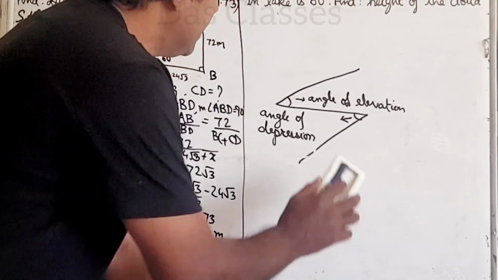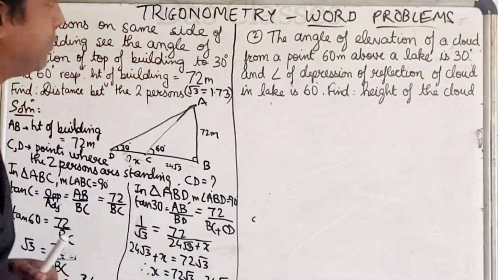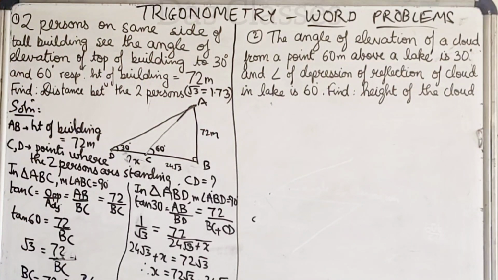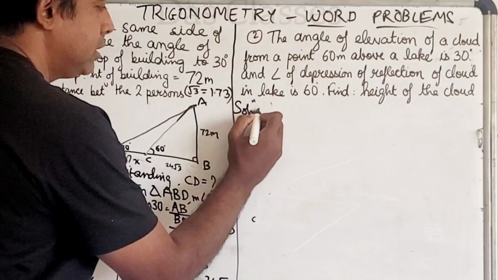So now the second sum. Let's do the second question. That is, the angle of elevation of a cloud from a point 60 meter above a lake is 30 degrees and angle of depression of reflection of cloud in a lake is 60 degrees. Find the height of the cloud. So let's draw the diagram first.